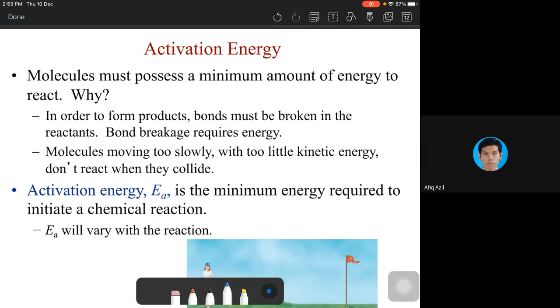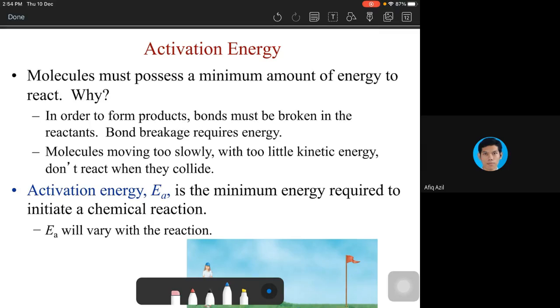Okay, you notice some reactions will require you to supply some heat. Maybe you have to heat the reaction at 60 degrees Celsius or maybe 70 degrees Celsius. So that is one way on how the energy is being supplied. In order to form this product, bonds must be broken in the reactants, and to break these bonds, it will require energy. Okay, and the amount of energy depends on the type of bonds between the reactants.